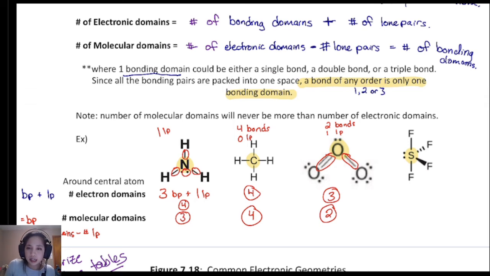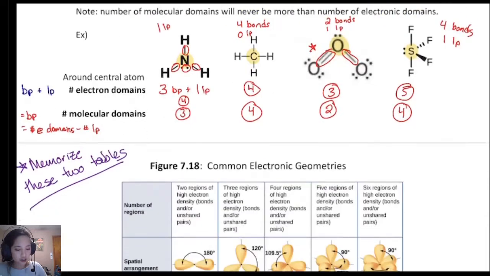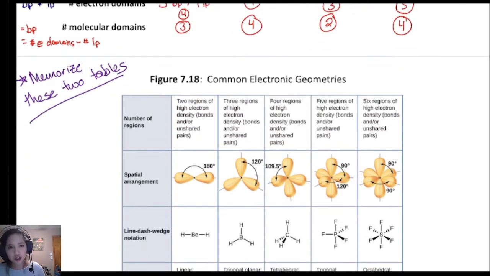All right, and then finally sulfur. So just remember that double bonds also count as 1 domain. If that was a triple bond, it would also count as 1 domain for bonds. And then last, sulfur, there is 4 bonds and 1 lone pair. And so I see total there will be 5 electron domains and 4 molecular domains. So this skill that I just showed you right now, being able to determine number of electron and molecular domains, is super important with determining structure. So now let's dive a little bit deeper into all the different structures that we have with the different combinations of electron and molecular domains.